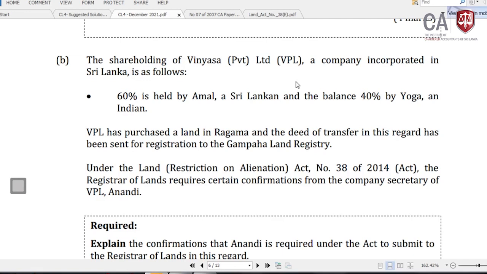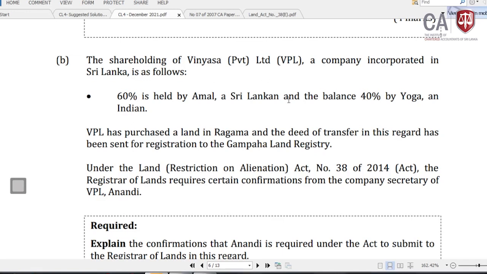And apart from that, you have to also mention once the deed of transfer is registered at the land registry, every 6 months from the date of registration, the company secretary has an obligation to give a confirmation that the shareholding of VPL has not reached 50% or more. It shouldn't be 50% or more. So, every 6 months you have to give this update to the registrar of land. So, those are the confirmations that the company secretary in Vinyasa Private Limited has to give.